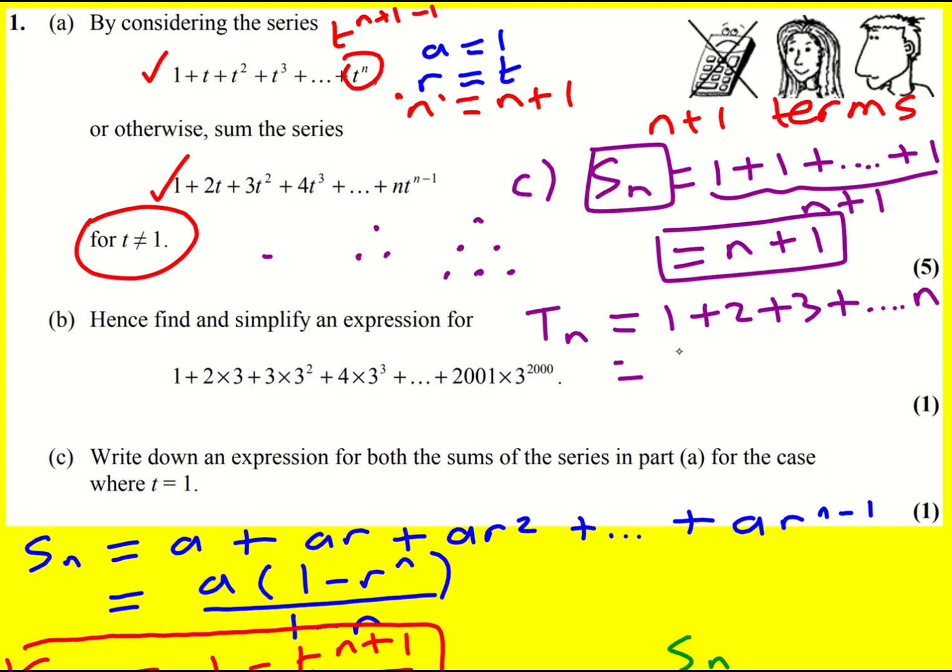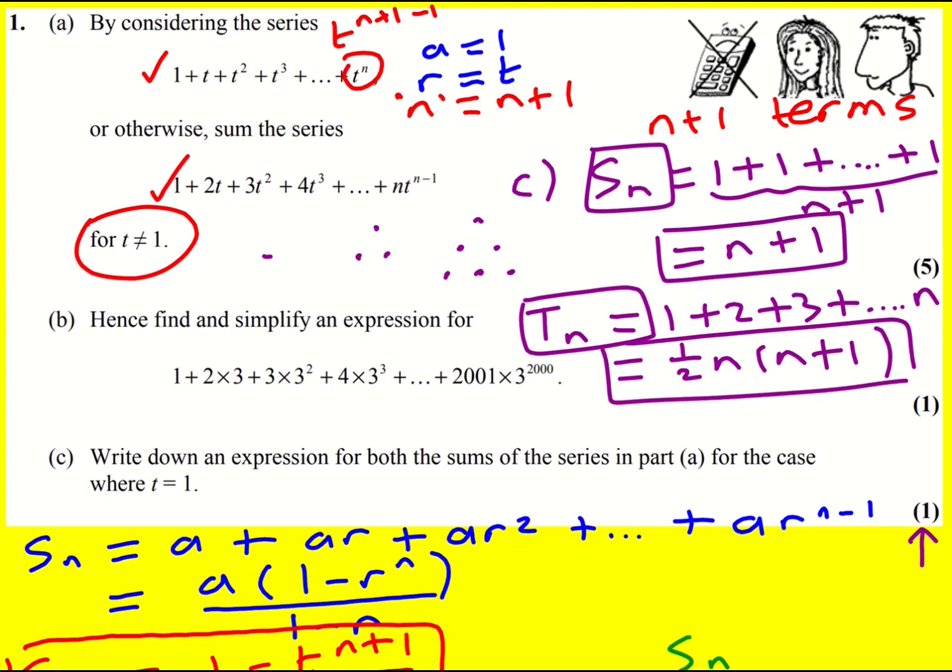And it is worth trying to learn this formula. It's a half n times n plus 1. That is kind of what the question expects, because you've got time pressure going on. It's only 1 mark to get both of these things. Try and learn that formula for the triangle numbers. Otherwise, you can derive it as normal using arithmetic series.